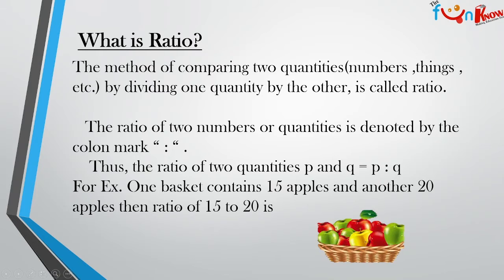For example, one basket contains 15 apples and another 20 apples. Then the ratio will be 15 to 20. So it will be written as 15 divided by 20, which can be further divided because 15 and 20 can be further divided. So it can be further divided to 3 by 4, and that's why our answer is 3 ratio 4.